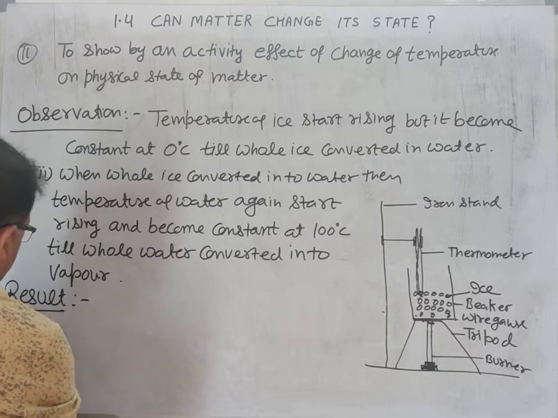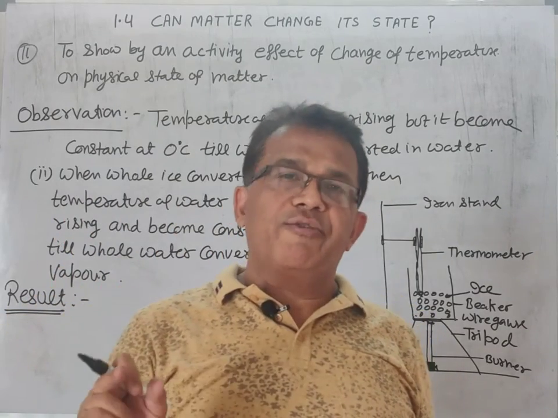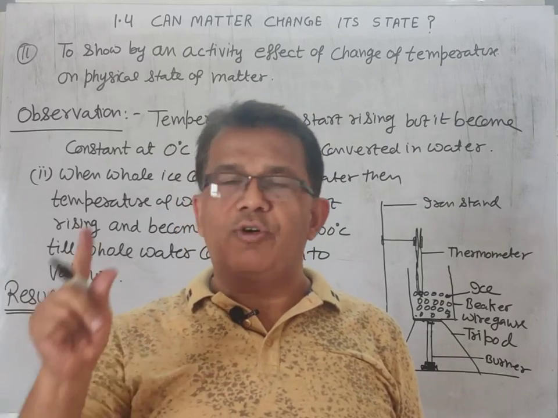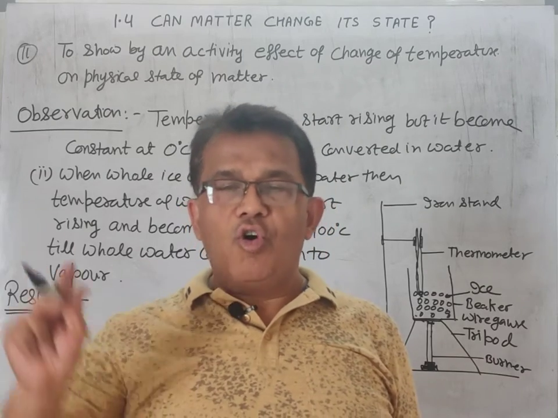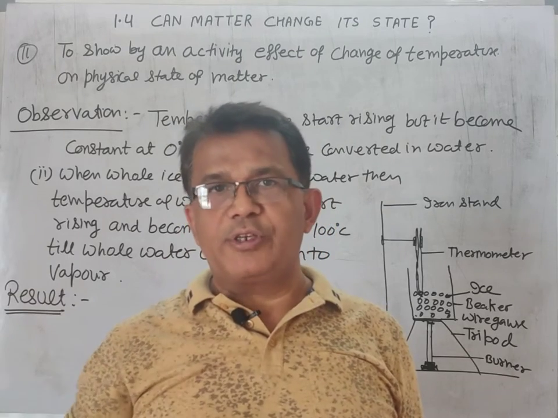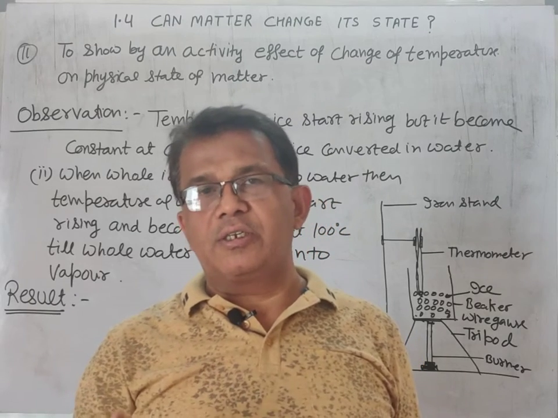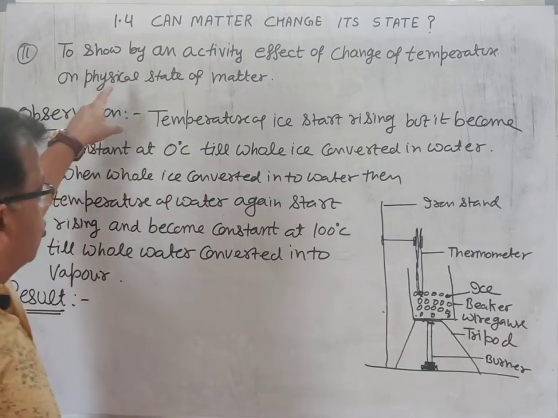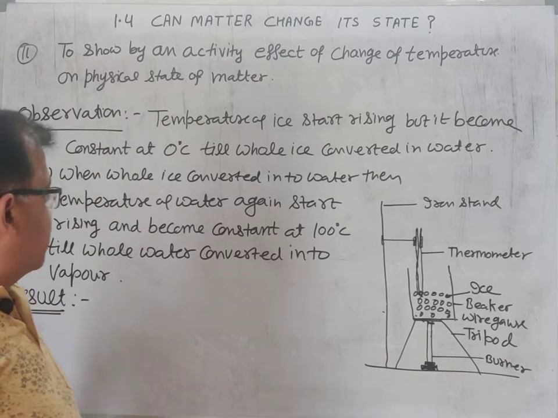Result. So we are observing that temperature continuously increases, but when there is a change in physical state, from ice to water, at that time temperature does not increase, or from water to vapor, that is at 100 degrees Celsius, at that time temperature does not increase. It means during the change of physical state, temperature remains constant. So this was our object, to show by an activity the effect of change of temperature on physical state of matter.